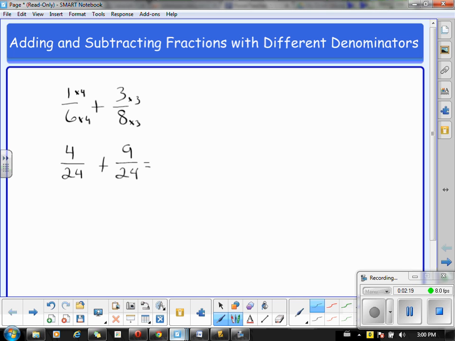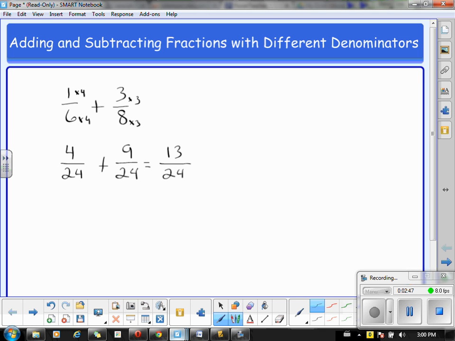So now we're just going to follow the rules that we used earlier in the week. The denominator stays 24, and we add our numerators. 4 plus 9 is 13. Do a quick check. See if your answer is in lowest terms. There's nothing that will divide into 13 and 24, so it is in lowest terms. It's a proper fraction. So 1/6 plus 3/8 equals 13 over 24.